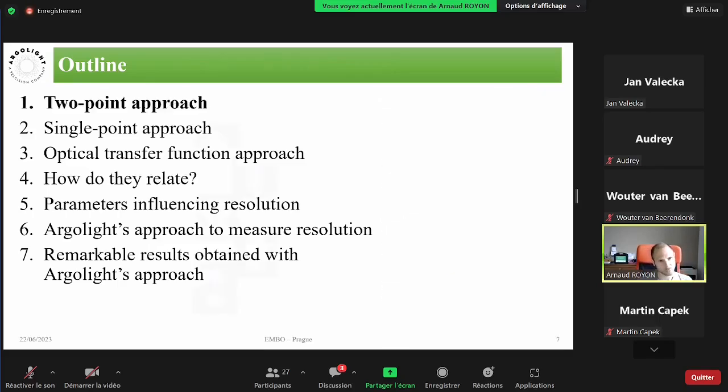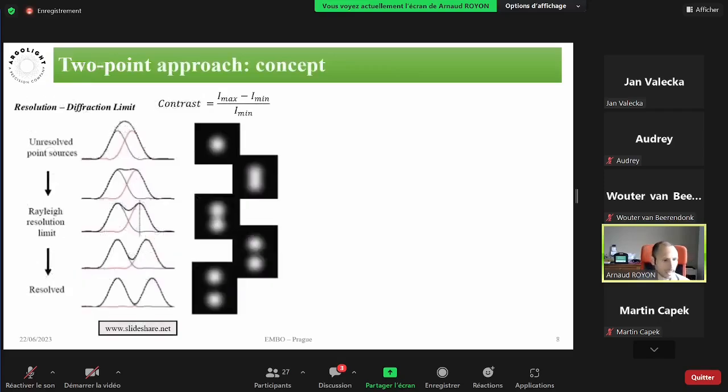Okay, let's start with the two-point approach. So the concept of the two-point approach is basically to consider two point sources separated by a small distance and emitting fluorescence. So what exactly is a point source? It's basically a point or an object that has a size which is about half of the theoretical resolution of the microscope. And within this approach, two points are considered as resolved if they can be separated by a clear dip in intensity when imaged by a specific microscope.